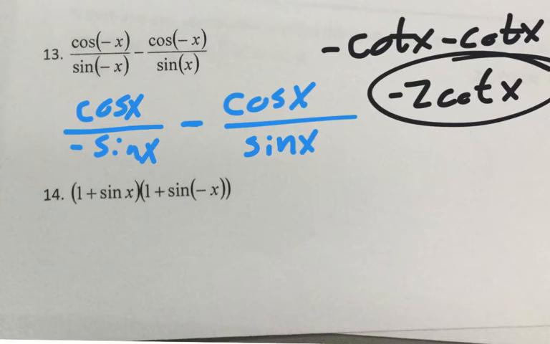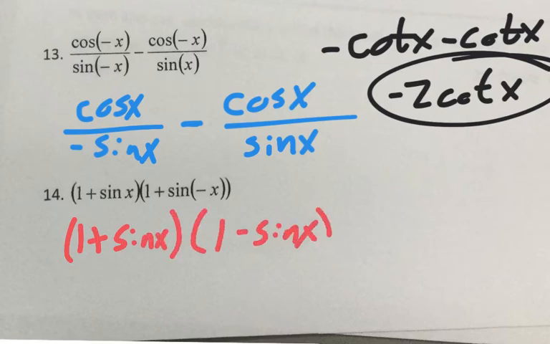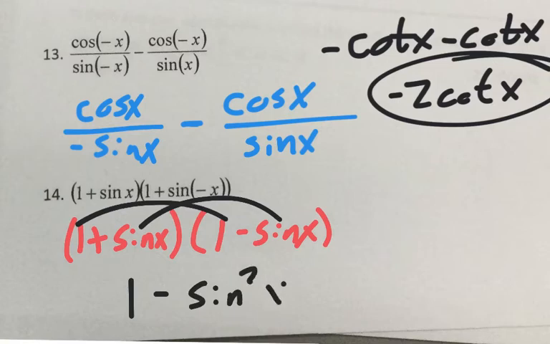Number 14. I have a negative in the argument of the second sine. So before I do anything, I'm going to fix that. With sine, the negative in the argument comes out front. So I have 1 plus sine of x times 1 minus sine of x. Now these two parentheses are conjugates. This looks familiar. 1 times 1 is 1. Sine of x times negative sine of x is negative sine squared of x. Can I make one of my trig functions say 1 minus sine squared? The top one. 1 minus sine squared is cosine squared.